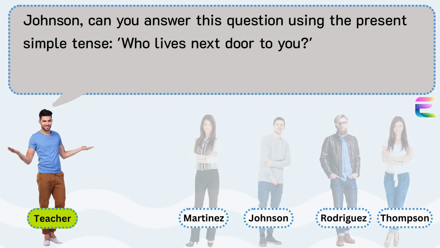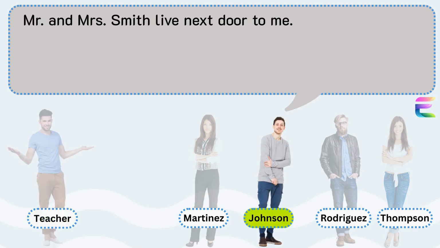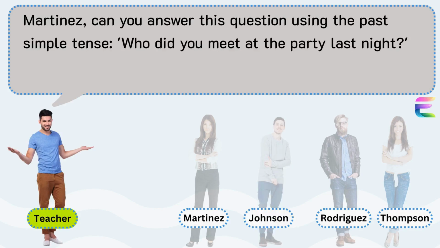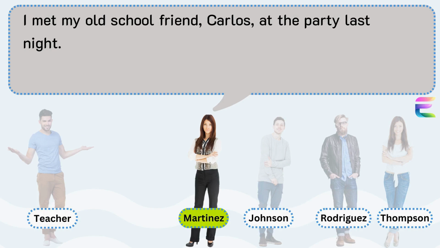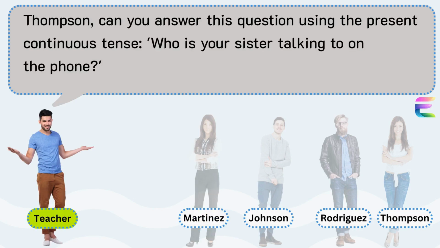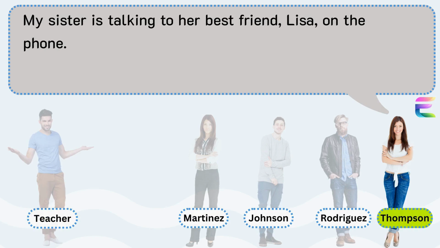Johnson, can you answer this question using the present simple tense? Who lives next door to you? Mr. and Mrs. Smith live next door to me. Martinez, can you answer this question using the past simple tense? Who did you meet at the party last night? I met my old school friend, Carlos, at the party last night. Thompson, can you answer this question using the present continuous tense? Who is your sister talking to on the phone? My sister is talking to her best friend, Lisa, on the phone.